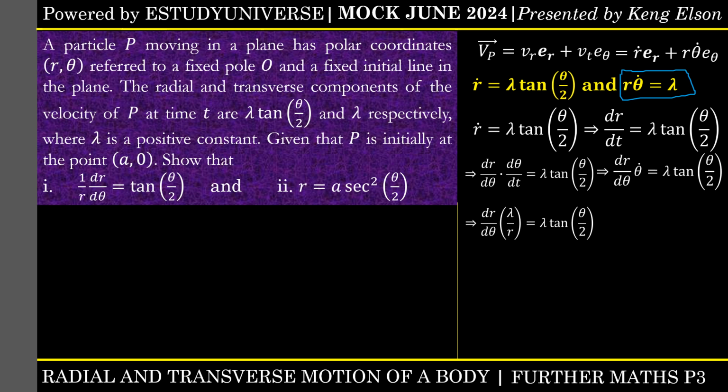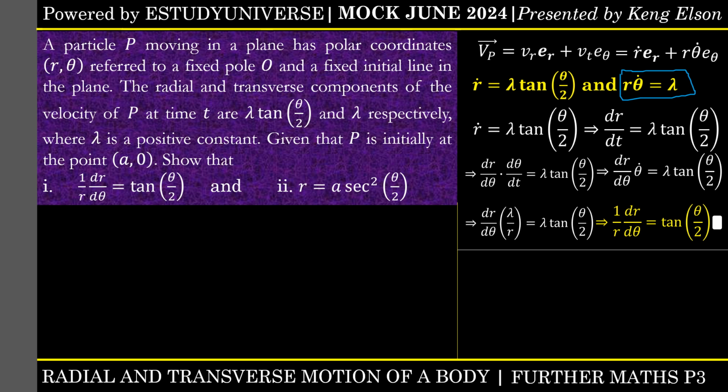So we have to take dr by d theta times lambda on r for theta dot, and then we equate it to lambda tan theta on 2. Now we divide both sides by lambda, and then we are going to have 1 over r, dr by d theta, to be equal to tan theta divided by 2, because this lambda is going to cancel with this lambda. The two lambdas are going to cancel. Alright, so we are done with the first part.